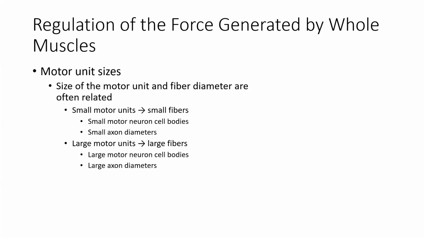And likewise, large motor units are attached to larger fibers, so bigger muscles, and they have bigger cell bodies in the neuron and then larger or thicker axon diameters.